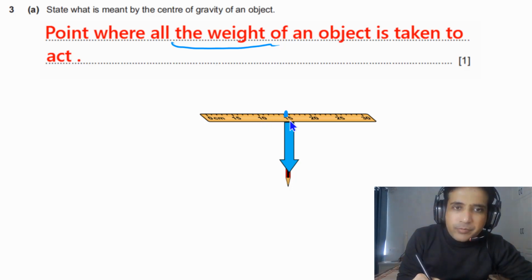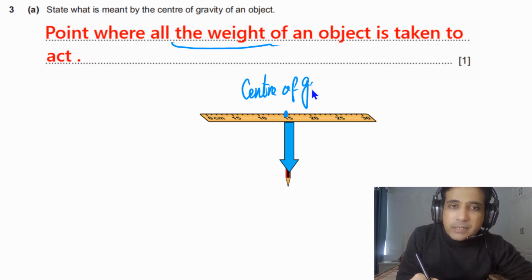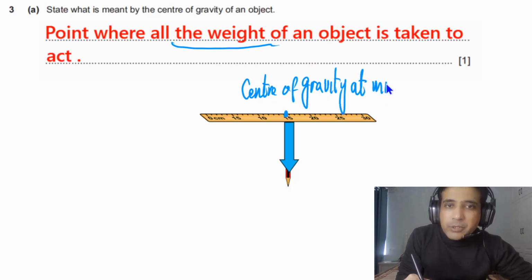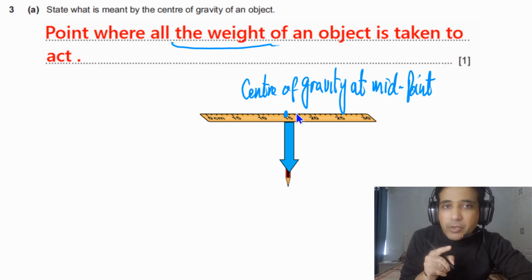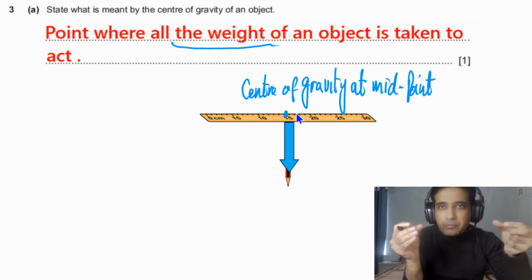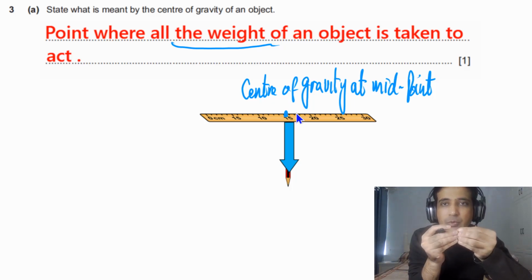If the density is uniform, it's a uniform meter rule. It simply means that the center of gravity and the midpoint of the meter rule will be at the same point. So in this case, if it is a uniform meter rule, meaning its density is uniform, the center of gravity will be at the midpoint of that object. So in this case, it is at the midpoint because it has a uniform density. Or simply you can say this is a uniform meter rule.